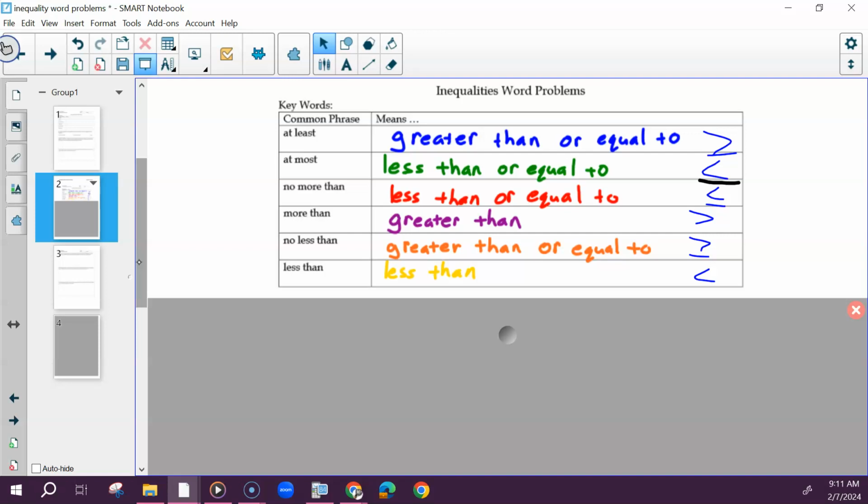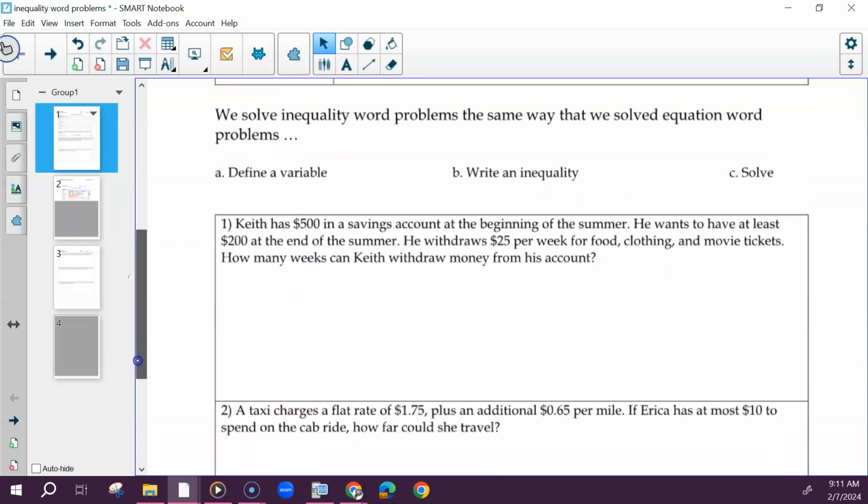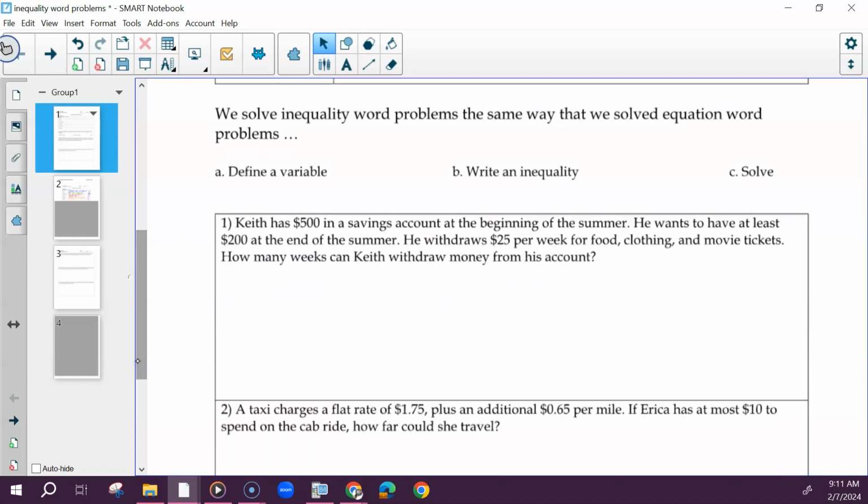So we're going to do the two that are on the front page. I'll let you guys choose one more from the back, and then you'll have time to practice and work. Alright, so like any word problem, we're going to read through it, find important information, highlight, circle, underline things that are important, define a variable, write an inequality, and then solve it. So let's read the first one.